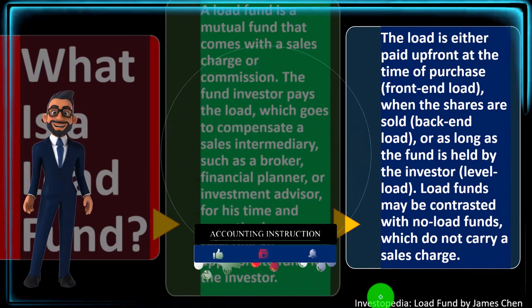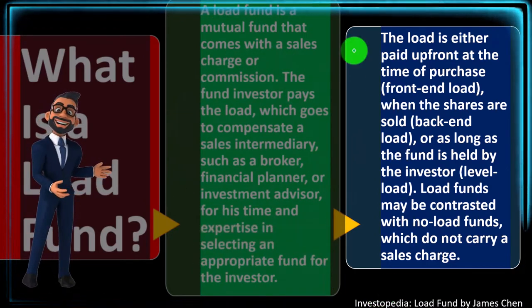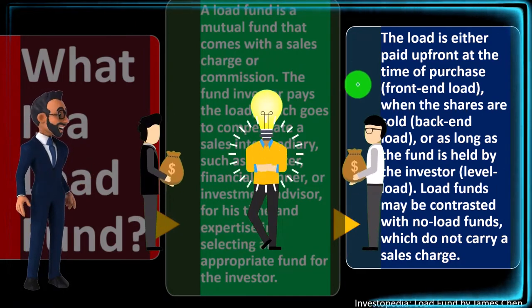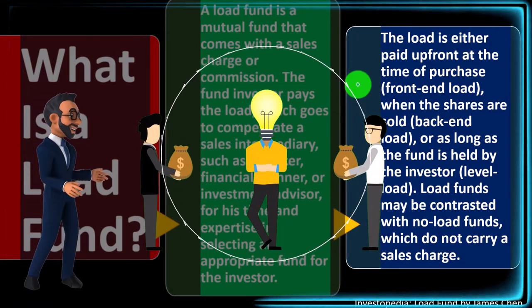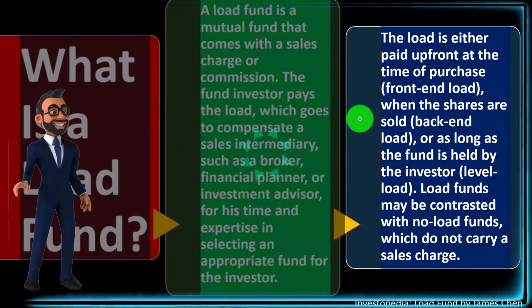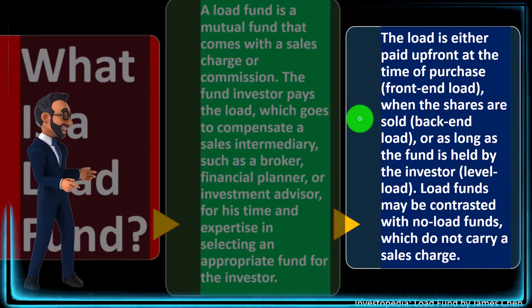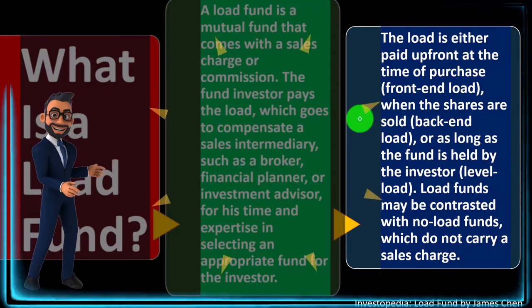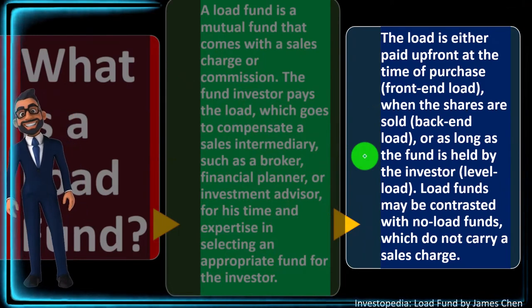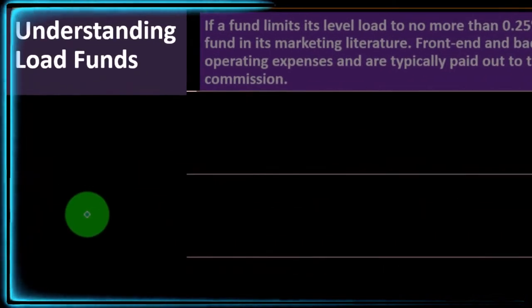So let's go through those loads one more time. Once again, the load is either paid upfront at the time of purchase. We're going to call that the front-end load. When the shares are sold, that's going to be the back-end load, because that's later in the process, when you're selling the share, or as the fund is held by the investor, that's going to be the level load. Okay, keeping that in mind, understanding load funds.